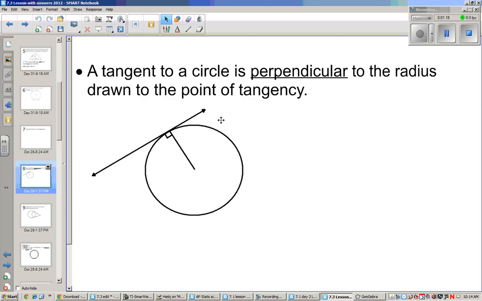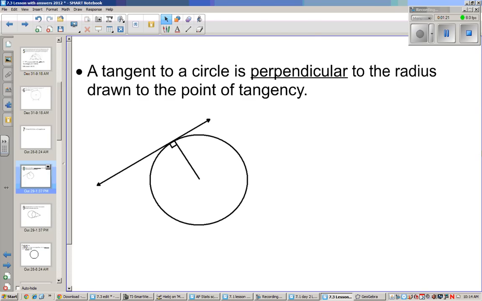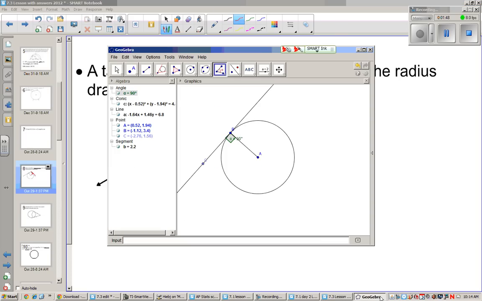So if I look at this, if I draw another tangent line, and then I draw the radius going towards it, that will also be at a 90-degree angle. So any tangent line drawn to a radius from the point of tangency will meet at a 90-degree angle. All right, now I'm going to go back to GeoGebra and we're going to discover the next property.